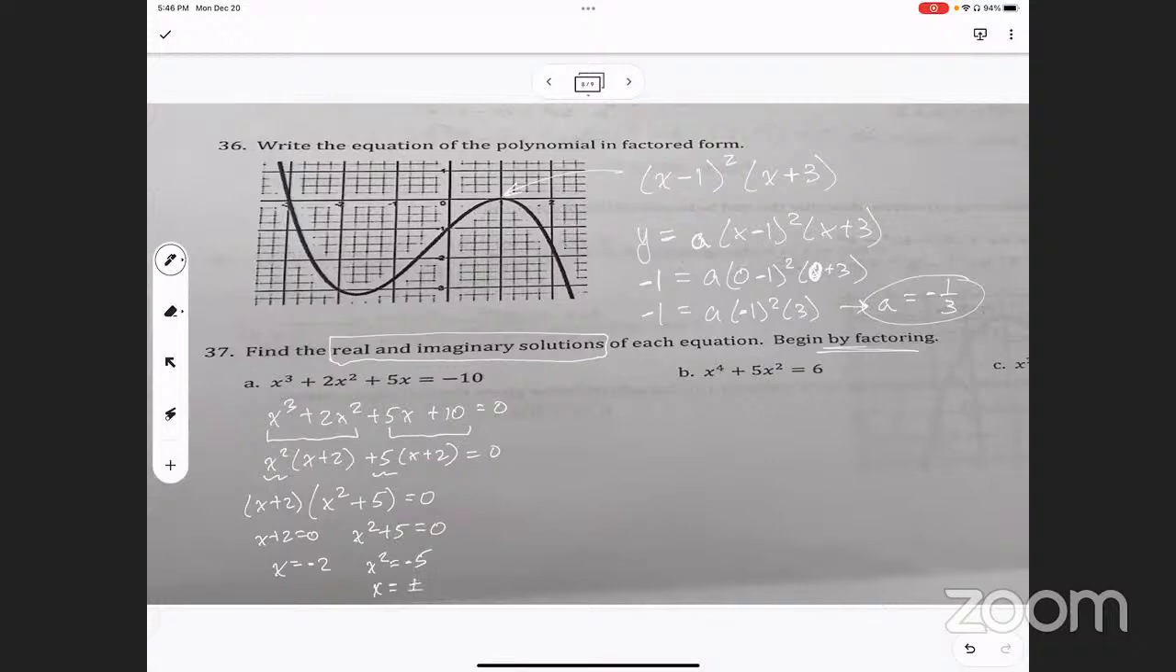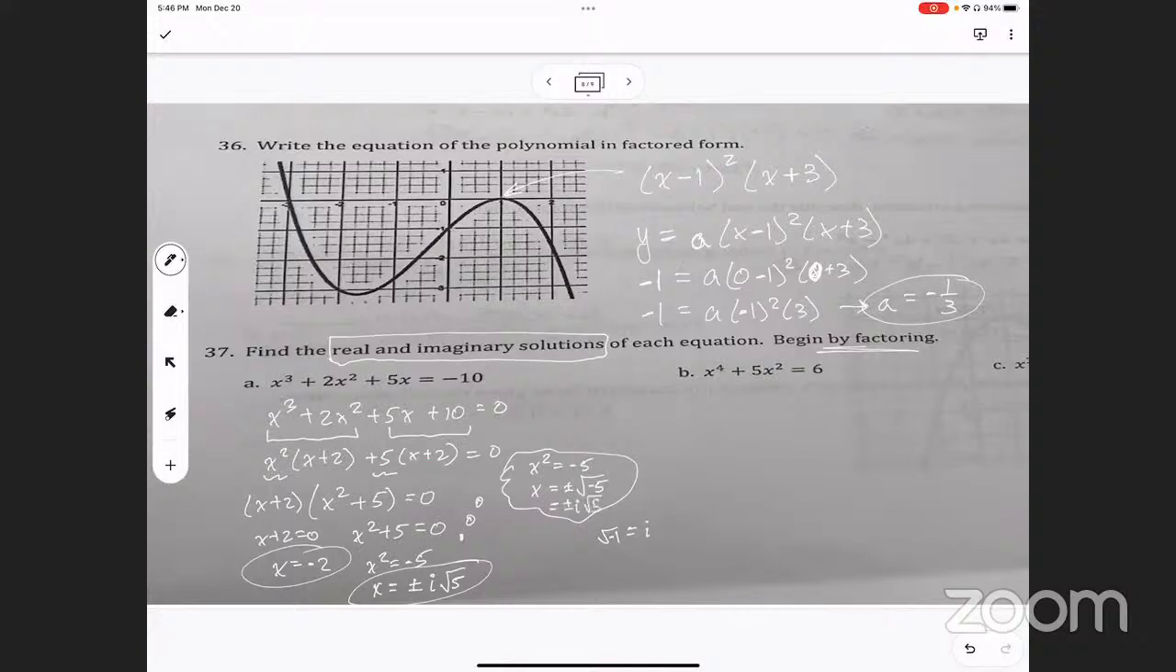Plus or minus i root 5. Oh, so okay, that's how you do imaginary. Yeah, because let me show you the little thought bubble over here. If I'm trying to solve this equation, x squared equals -5, I want to take the square root of -5, but I can't do that in the real number system. But the square root of -1 is i. So I rewrite this as plus or minus i, put the i in front, root 5.